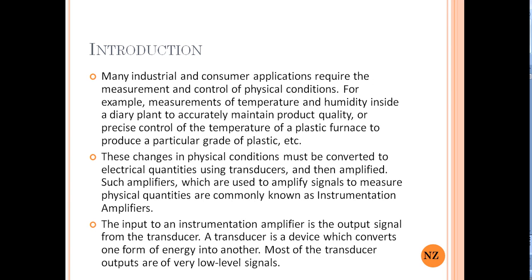So what are those physical conditions? For example, the temperature, humidity and pressure. In many industrial applications, they require the measurement as well as the control of such physical conditions. So these physical conditions must be converted to electrical quantities. This can be done by using transducers. Transducers are nothing but devices which convert one form of energy into another form of energy.